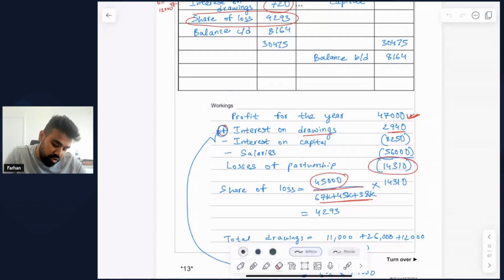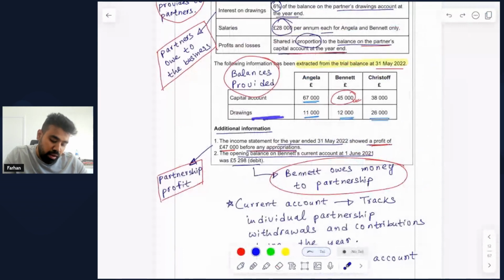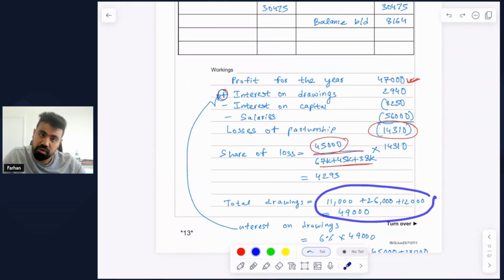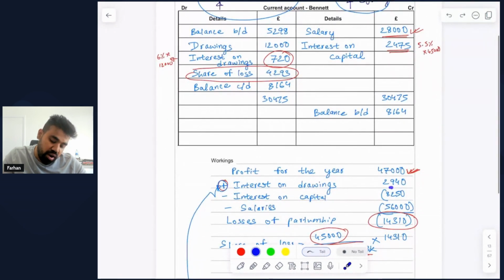So how did we derive the interest and drawings of $2,940? So first of all, based on the table that's given here, we first need to calculate the total drawings for all three partners, which is to add 11,000 with 12,000 and then add a further £26,000. So this is what we have done here. So the total drawings for all three partners is £49,000. And the interest on these drawings has been derived by simply multiplying 6% on this 49,000, which should give you £2,940 as the interest on drawings.